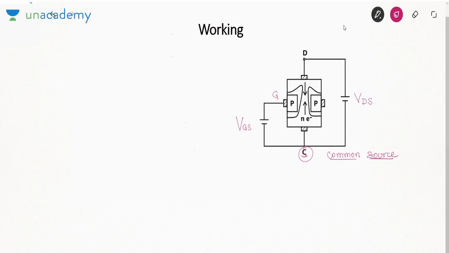Now I told you the conductivity of a semiconductor is given as e(nμn + pμp). For N channel, the majority charge carriers are electrons, so p is much less than n. So sigma is approximately enμn and resistance is simply L by sigma A. Now that means this entire N channel will act as a resistance.